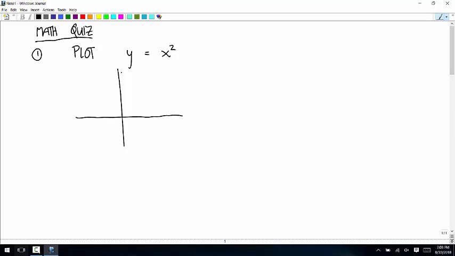But if you don't remember, just choose a few x values, plug them into that function and calculate what the associated y value is, until you see enough points that you can estimate what the shape looks like. You get a parabola, so something like that.